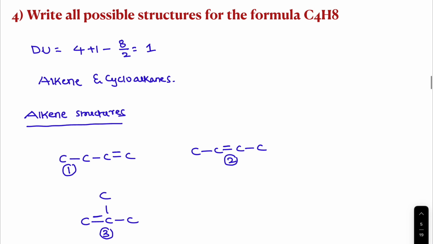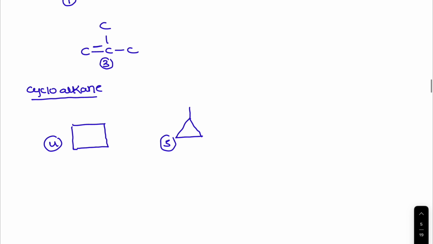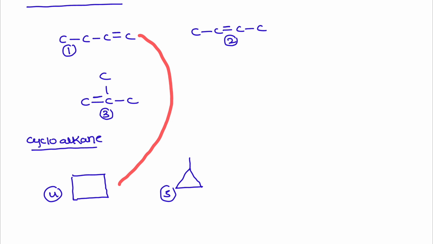So these are the 5 structures possible for C4H8. 3 are alkene structures and 2 are cycloalkane structures. These 2 are chain isomers. These 2 are positional isomers. These 2 are chain isomers. These 2 are ring chain isomers. You take all possible combinations and think about what is the relation between that particular pair. So that will give you more clarity on the definition of a structural isomer.